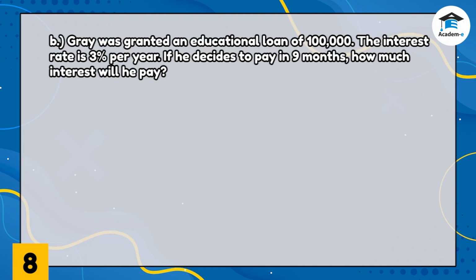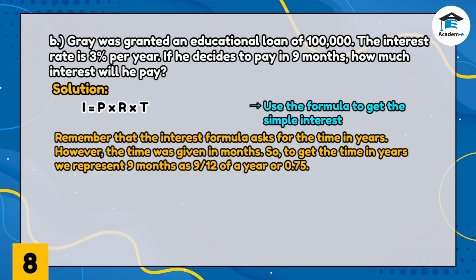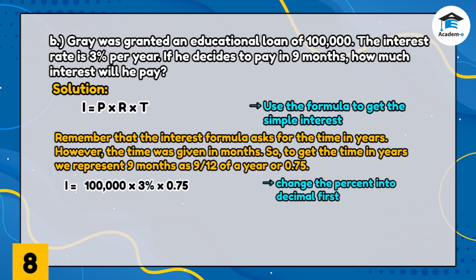B. Gray was granted an educational loan of 100,000 pesos. The interest rate is 3% per year. If he decides to pay in 9 months, how much interest will he pay? Solution. Use the formula to get the simple interest. Remember that the interest formula asks for the time in years. However, the time was given in months. So to get the time in years, we represent 9 months as 9/12 of a year, or 0.75.